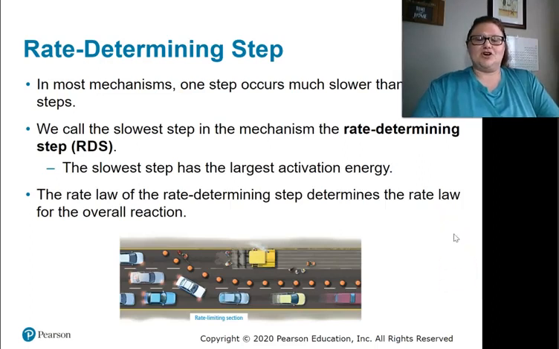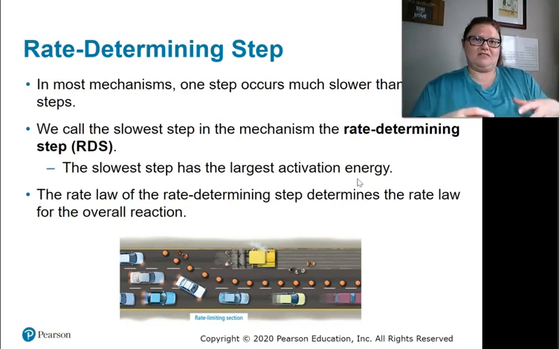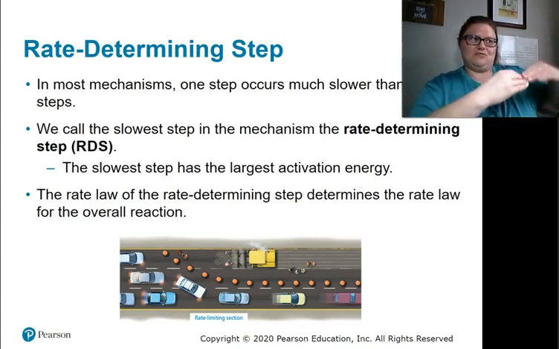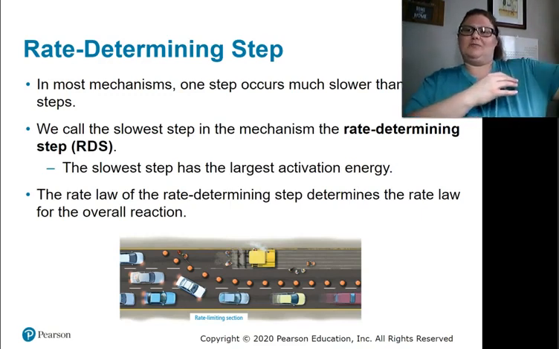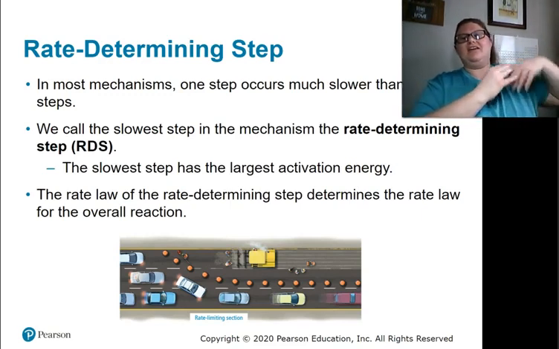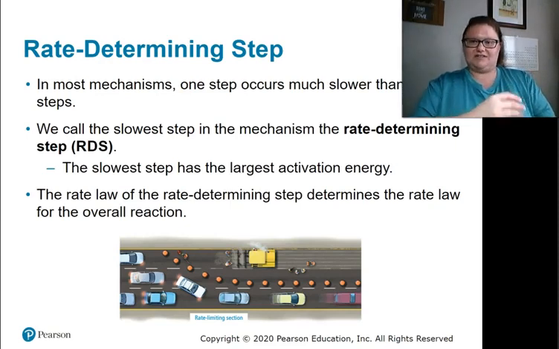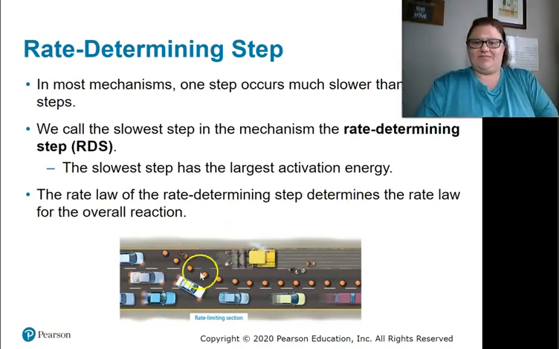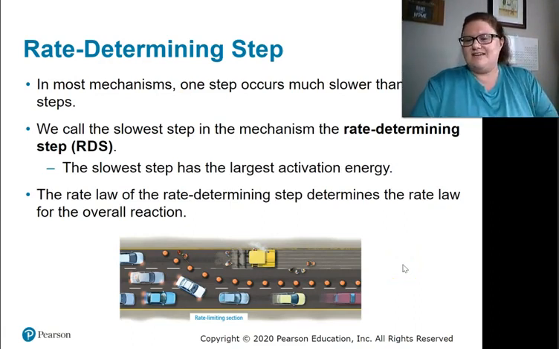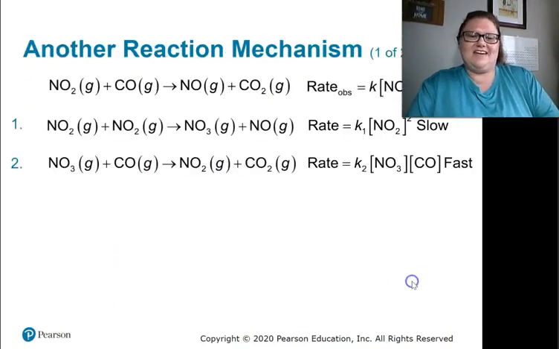Okay, the rate determining step we can abbreviate as RDS. That's the slow step. And it's going to have the largest activation energy because it's the slowest. So it takes the longest to overcome that activation energy barrier and get to the product side of that reaction. They're showing a rate limiting section with an analogy with passing cars. I'm just going to skip over that.